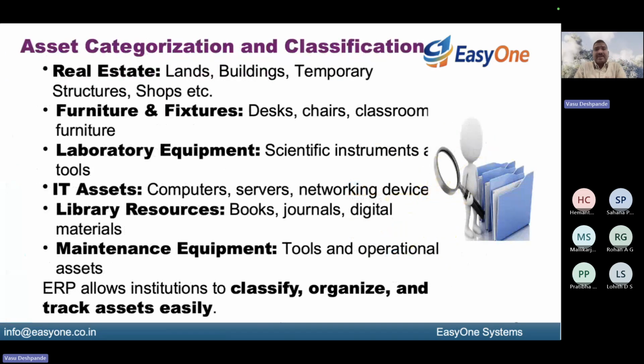Okay, we talked about asset categorization and classification. Let's see, what are the categories of the assets? So first is the real estate. Then you have the furniture fixtures, laboratory, IT asset, library resources, maintenance equipment. All of these in the system, you will be able to categorize. And the beauty is that you can build even in hierarchy also. So for example, you built under the real estate category.